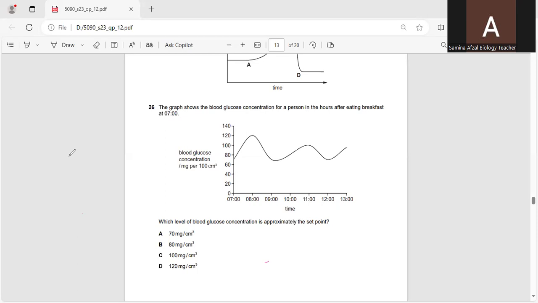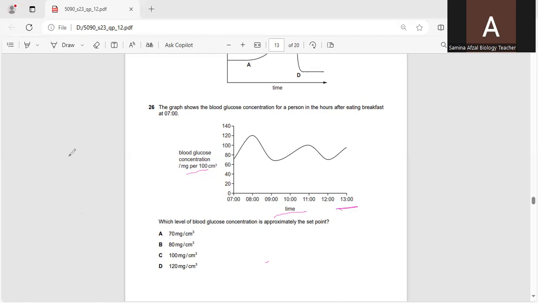Which level of the blood glucose is set? Blood glucose concentration, time is between 7 to 1, and the percentage at what set point? Which level of glucose concentration is absolutely 70, 80, 100, and 120?